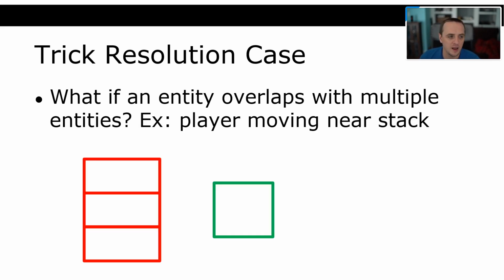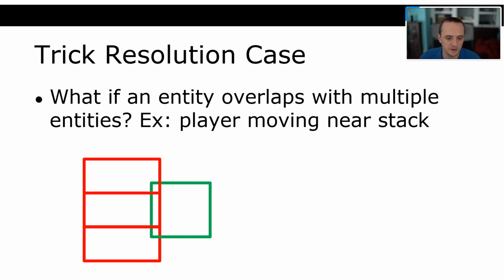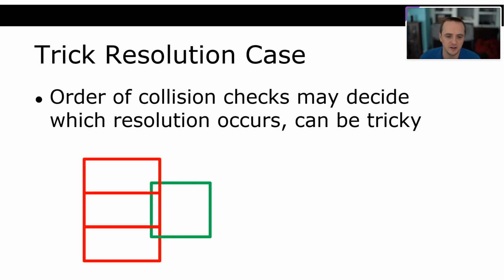What if an entity overlaps with multiple entities, right? So let's say that in our game, a wall is going to be represented by a stack of different tiles, for example. So what if our entity overlaps with multiple ones? So here, for example, we're going to move, move, move, and now we're overlapping multiple ones. And the order of the collision checks may actually matter here, okay? It could be a little bit tricky.